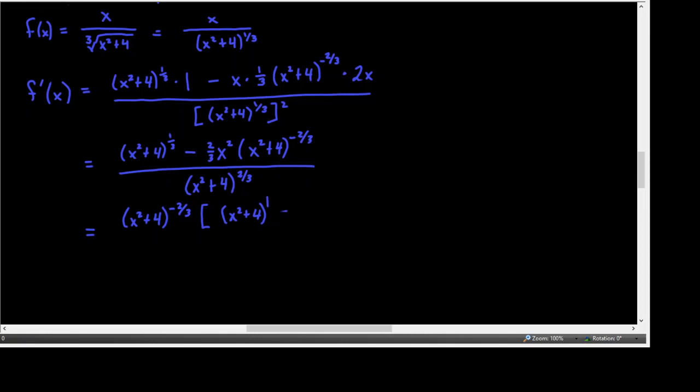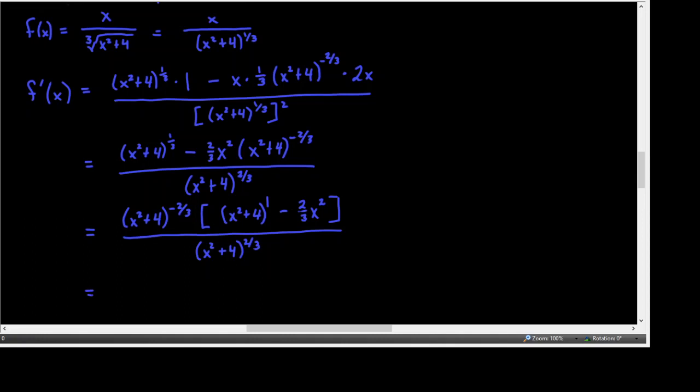Minus the 2/3 x squared does not come out. It wasn't part of our common factor. And then x squared plus 4 to the negative 2/3 divided by itself leaves an understood 1 multiplied by that 2/3 x squared, all over x squared plus 4 to the 2/3.